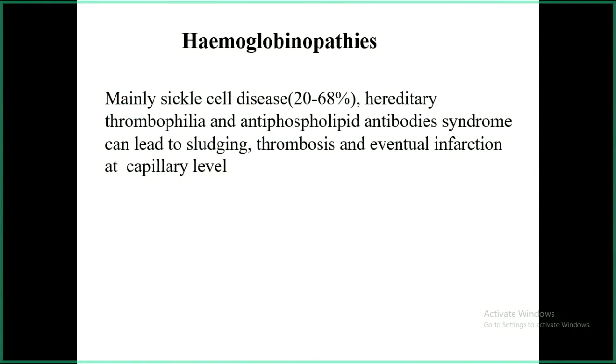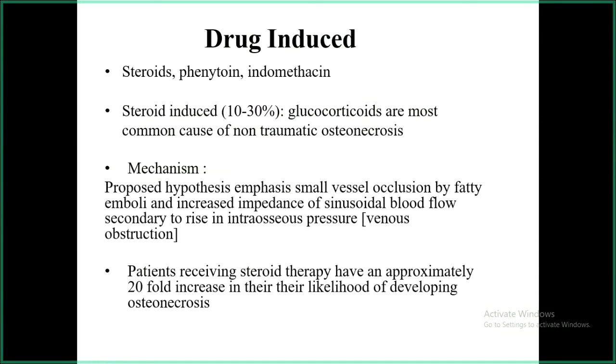Some hemoglobinopathies, most commonly sickle cell disease, cause avascular necrosis in 20 to 68% of cases, which is most common in South Gujarat. Hereditary thrombophilia as well as antiphospholipid antibody syndrome can lead to sludging, thrombosis, and eventual infarction at the capillary level. Some common drugs like steroids, phenytoin, and indomethacin can cause avascular necrosis. Steroids induce 10 to 13% of cases. Glucocorticoids are the most common cause of non-traumatic osteonecrosis.